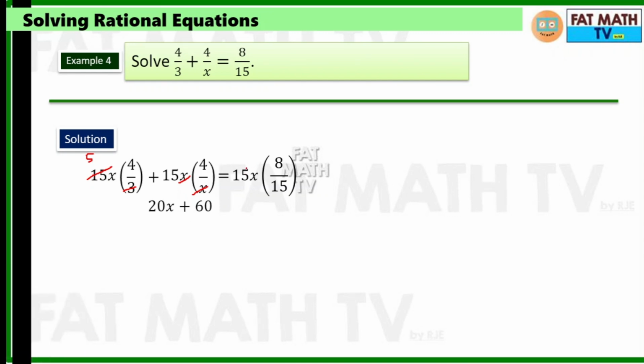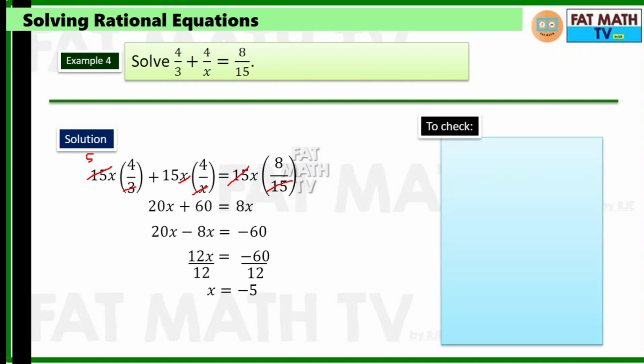And then on the right side, we can cancel 15. So x times 8 is 8x. And then put 8x to the left and 60 to the right. You will have 20x minus 8x equals negative 60. 20x minus 8x is 12x. And then copy negative 60, divide both sides by 12. So x is equal to negative 5.